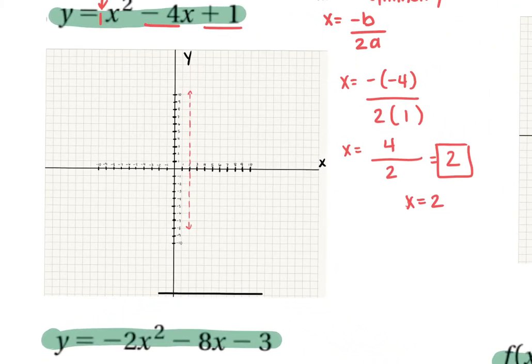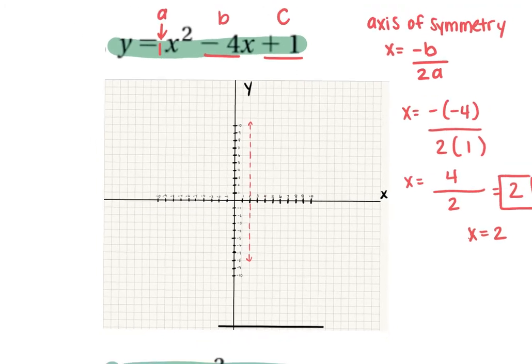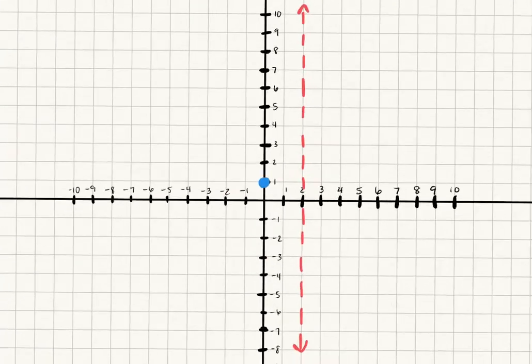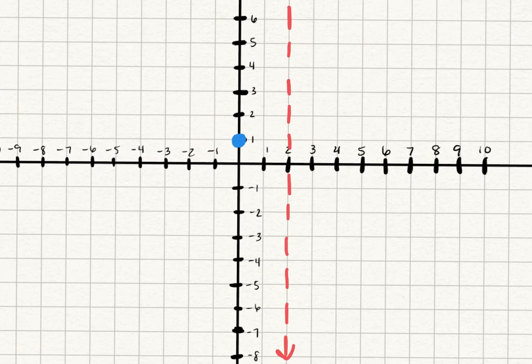Okay. Now, from here, we used A, we used B. Which one haven't we used? C. So what we do with C is we just say, okay, C is our y-intercept. So C is where our graph crosses the y-axis. So all we're going to do is take that 1, find it on the y-axis, and put a dot. So I'm putting a dot at 1, because our C was 1, on the y-axis.